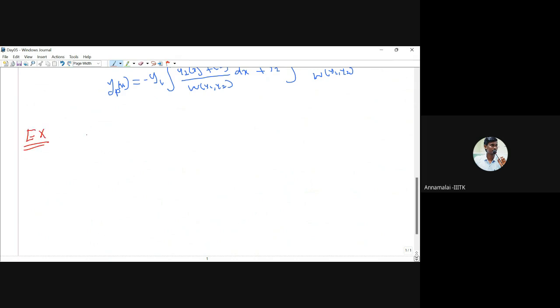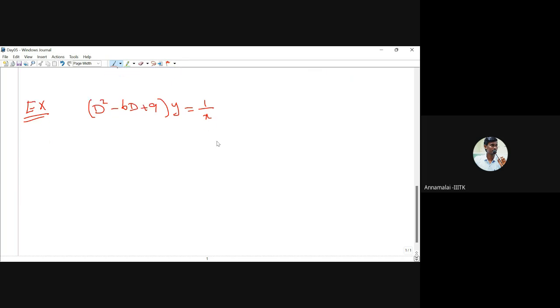So solve (D square minus 6D plus 9) times y equal to 1 by x. This 1 by x is nothing but x power minus 1. So far we discussed x power m, where m is a positive integer. But here we have x power minus 1, that is negative. Therefore, this function f of x is a different kind of function.